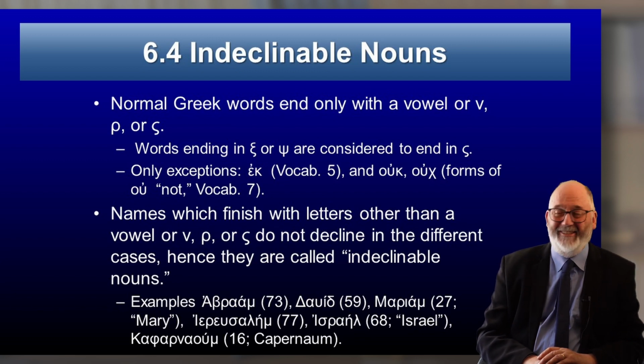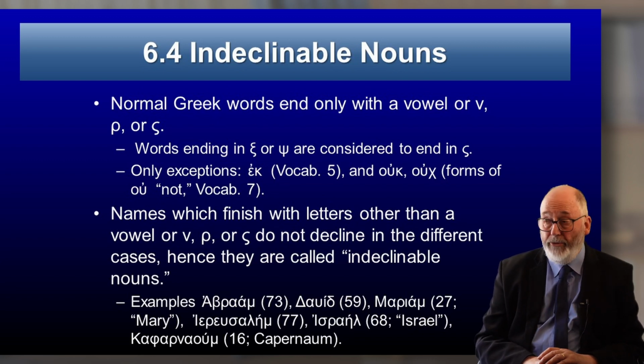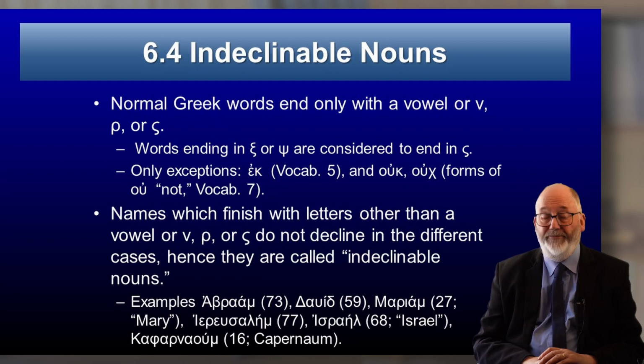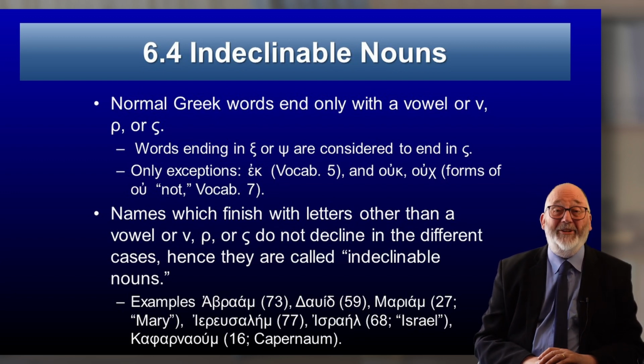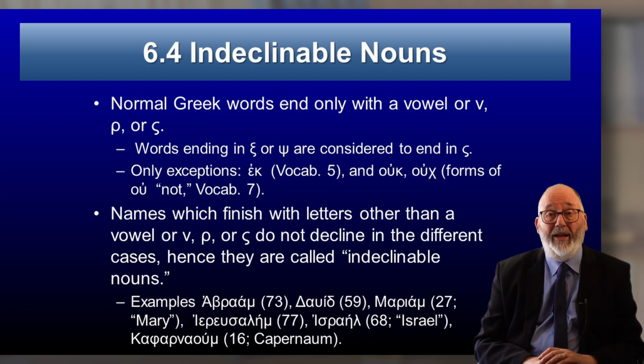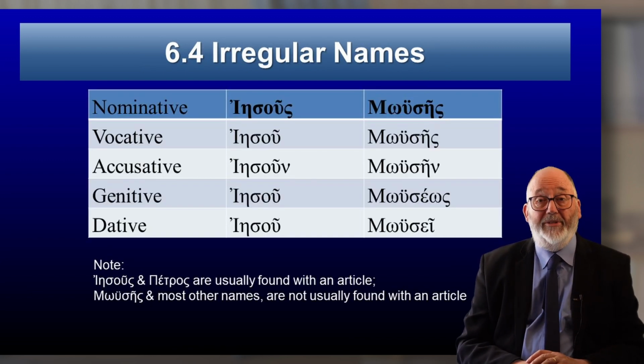Well, that makes sense, doesn't it? There are some examples. Abraham finishes with a mu, and that is not a vowel, a nu, a rho, or a sigma, is it? So Abraham does not decline, nor does Miriam, Jerusalem, Israel, Capharnaum. Yes. And as you can see, all of these are names that belong in another language, either Hebrew or Aramaic for most of them. So they are not Greek words, and therefore they don't decline. Here are two interesting names, though, that do decline.